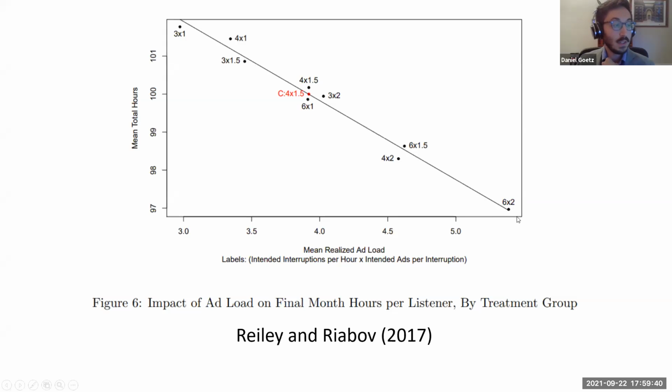And in the bottom right, we see 6 by 2. What is that? 6 ads per hour times 2 ads, or 6 interruptions per hour times 2 ads per interruption. So let's say the ads are 30 seconds, right? Then that'll be about 6 minutes of ads every hour. This is the most extreme ad profile. All the way at the left, we see 3 by 1. So 3 interruptions, each interruption is just 1 ad. Okay. And on the y-axis here, we have the mean total hours. So that's how many hours are spent listening on Pandora, let's say in a month, by their users.